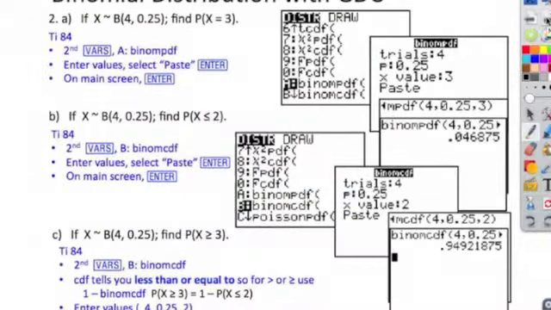All right, so here's a page that shows you how to do these various calculations. The first one, again, is similar to the one that we just did. We're told that x is distributed binomially with number of trials 4, probability of success is 0.25 on each trial. Find the probability that x equals 3. So that, again, is a particular probability, so we would use binomPDF.